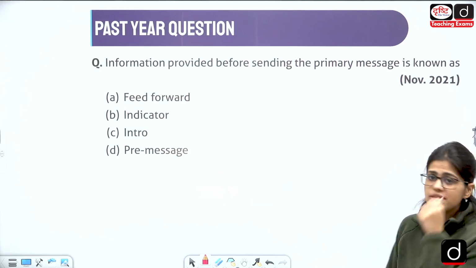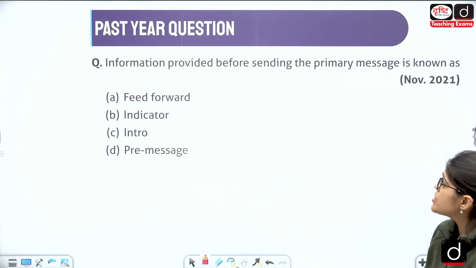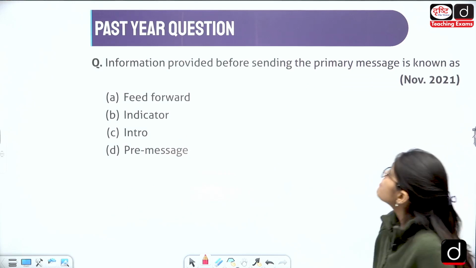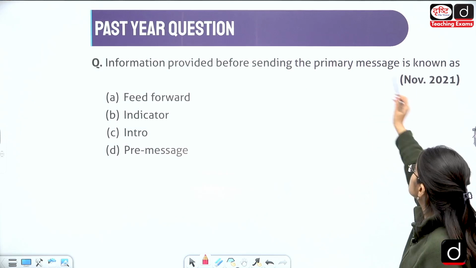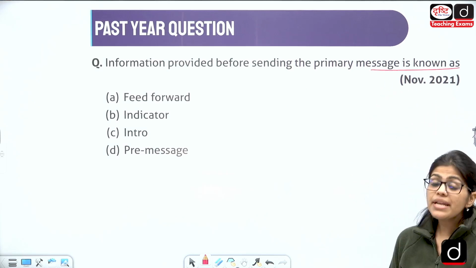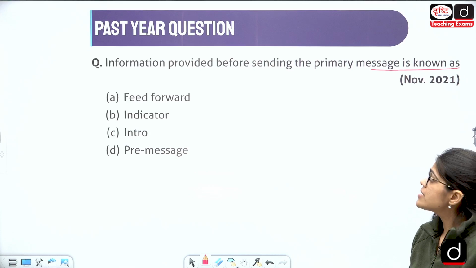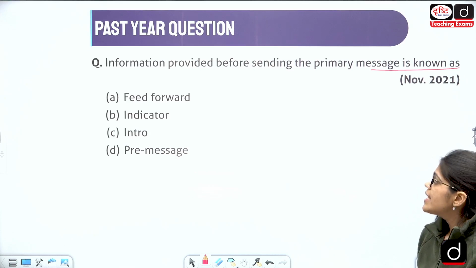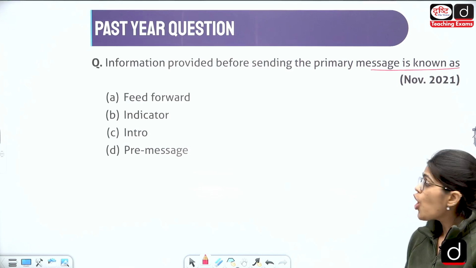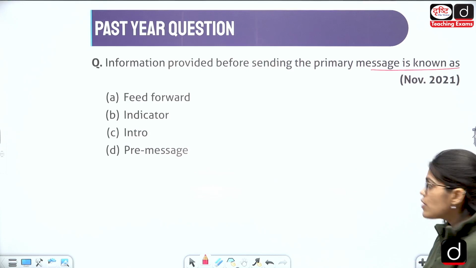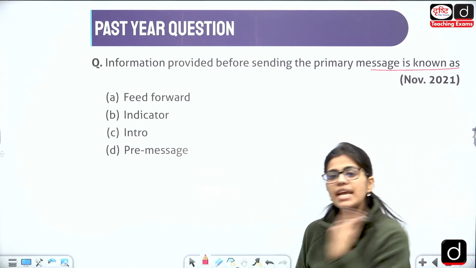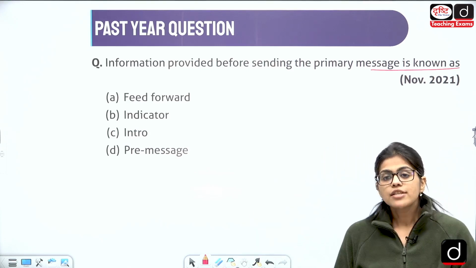There was one question that was asked, a very easy question. Information provided before sending the primary message is known as what? In the November 2021 paper this was asked. Is it feed forward, indicator, intro or pre-message? So giving information before sending something to someone, right? What is that?